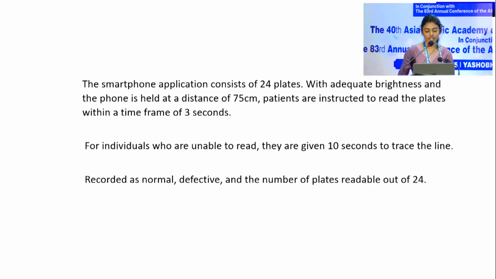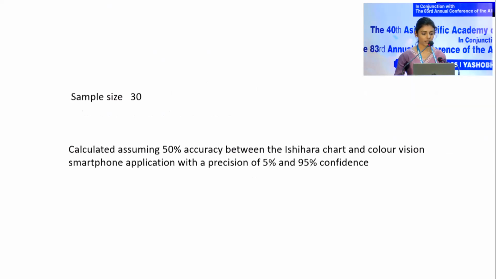This application has 24 plates with adequate brightness, and the phone is held at a distance of 75 centimeters. Patients are instructed to read the plates within a time frame of 3 seconds. For individuals who are unable to read, they were given 10 seconds to trace the line. It was recorded as normal, defective, or the number of plates readable out of 24. The sample size is 30, calculated assuming 50% accuracy between the Ishihara chart and the color vision smartphone application, with a precision of 5% and 95% confidence.